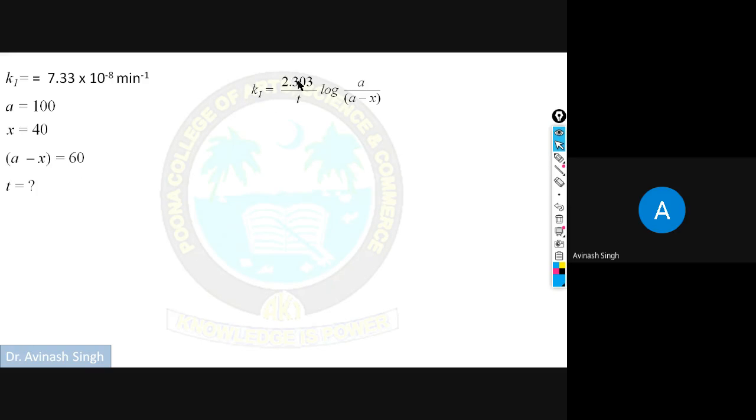So K1 is equal to, this is the first order equation, K value, this is the value that we put at temperature minus 73 degrees centigrade, the same by T. We're going to find out T. Since K1 is in per minute, whatever answer we get for T time is going to be in minutes. Log of 100 divided by 60.